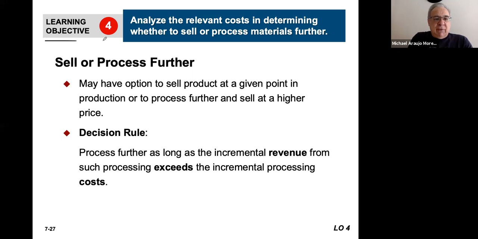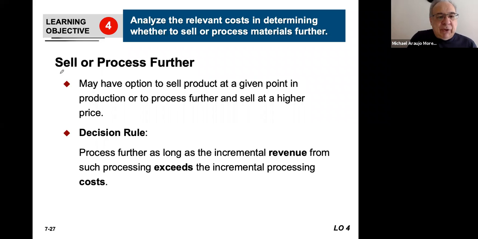So learning objective 4 is an interesting way of using incremental analysis because some products you can sell at one point, or you can process it further and sell it at another point. So for example, wooden furniture, you can build say a wooden bookshelf and leave it unstained and unfinished, and you can sell it that way. Or you can process it further, which means you can paint it, put stain on it, all this other stuff, and sell it that way.